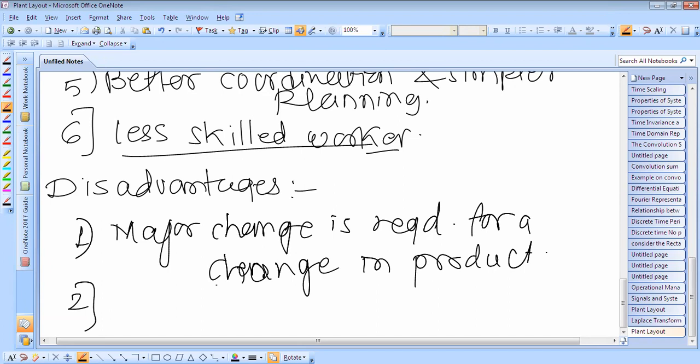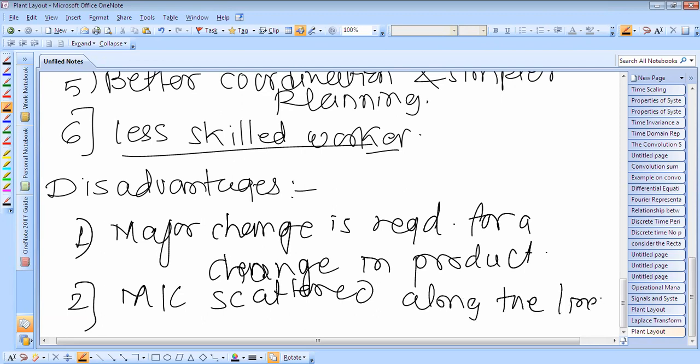Next is machines being scattered along the line. Each machine of each type has to be purchased, and we have to keep a few as standby, meaning all types of machines have to be purchased and some kept as standby. Whenever one machine fails, we can use the other machine.